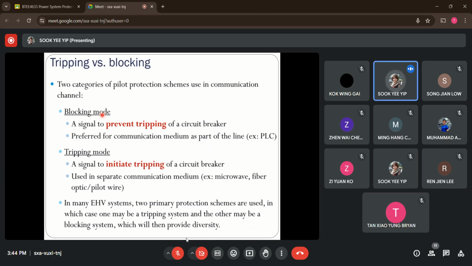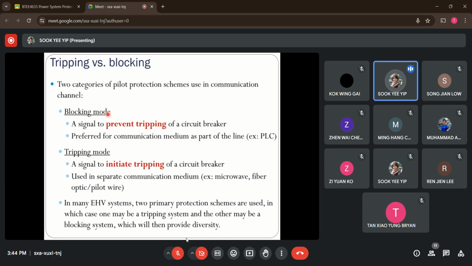Usually this mode is preferable if the communication channel is a part of the line, which means that you are using the power line carrier. The transmission line itself can be used as the communication channel. Then we will have it operate as the blocking mode of operation.